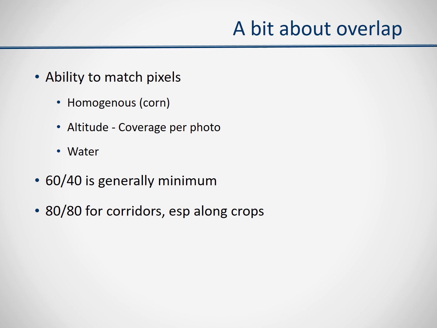Water, it's nearly impossible to match pixels of water because water is constantly moving. So typically you won't get any data over water that's not connected to a photo that has land on it, if that makes sense. So don't plan to map water generally. There are some workarounds for that, but generally don't plan to map water. 60-40 is generally the minimum overlap, but as I mentioned, 80-80 is good for corridors and most models. Higher than that if you're looking at a homogeneous area.